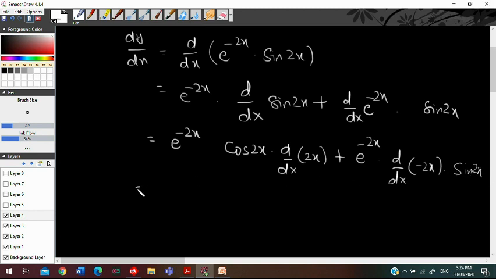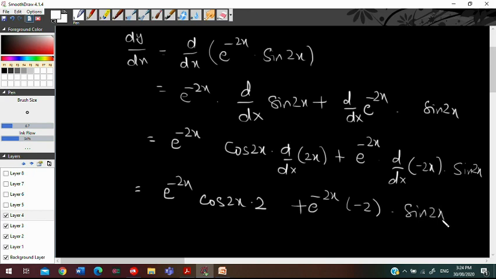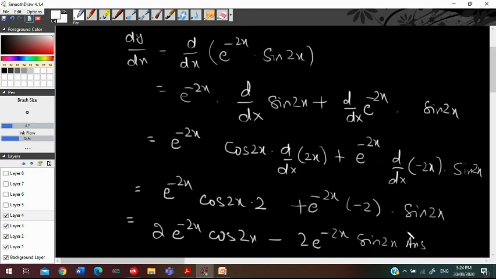remains the same. Then exponential minus 2x cos of 2x, and the derivative of 2x is 2, and plus exponential minus 2x, and the derivative of this function is minus 2 and sine 2x. So the derivation is complete. Exponential minus 2x cos of 2x plus minus 2 exponential of minus 2x sine of 2x is the answer of this part. Okay.